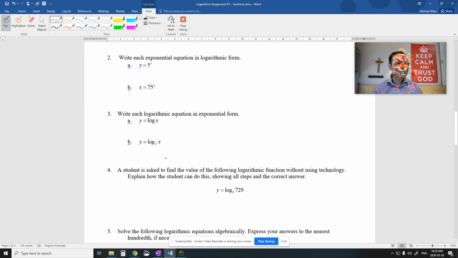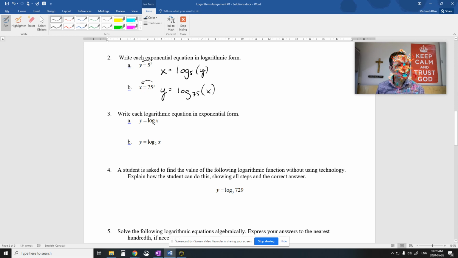Write these equations in logarithmic form. They just wanted us to change this, maybe like solve for x. They want to know what x is equal to in this situation. So it's log base 5, and now it's going to be a y there. And in this one, they want to know what y is equal to. So they're going to drop that y down. Same thing, they're going to drop that x down. Log base 75 of x. There you go.